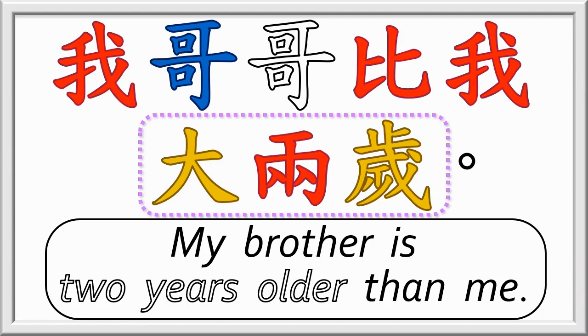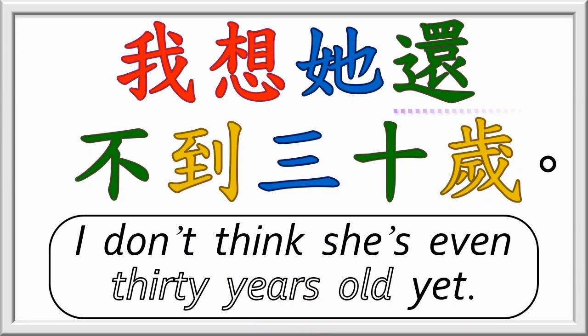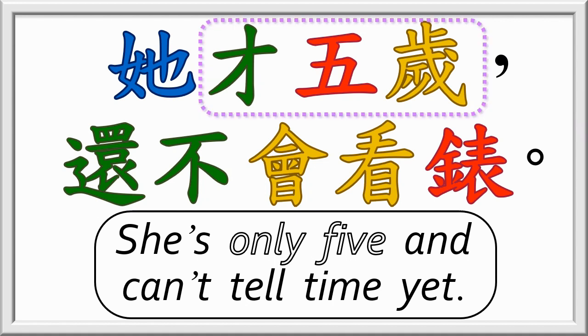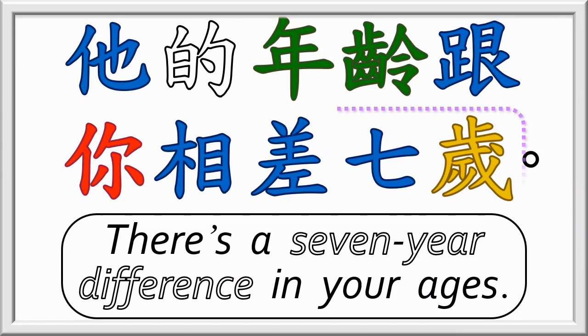我哥哥比我大2岁. My brother is 2 years older than me. 我想她还不到30岁. I don't think she's even 30 yet. 她才5岁, 还不会看表. She's only 5 and can't tell time yet. 她的年龄跟你相差7岁. There's a 7-year difference in your ages.